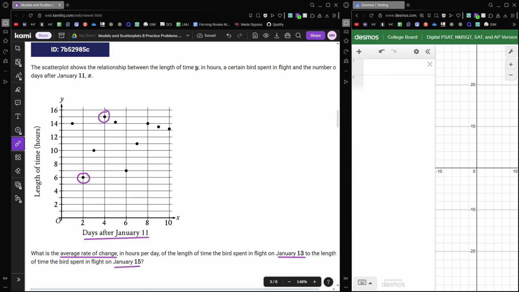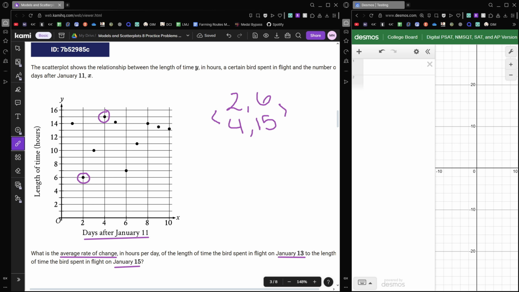Let me go ahead and write those 2 points down. We have 2,6 and 4,15. And now to find the slope, there's like a million different ways you can do it. You can do y2 minus y1 over x2 minus x1. You could do delta y over delta x. You could put it in Desmos and do regression. Let's just do delta y over delta x.